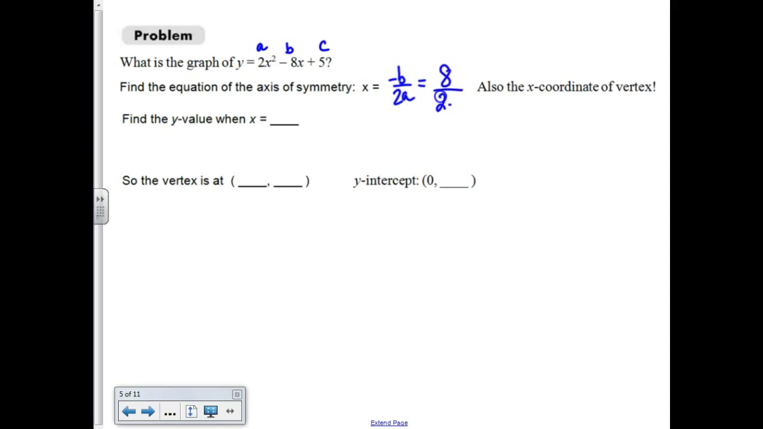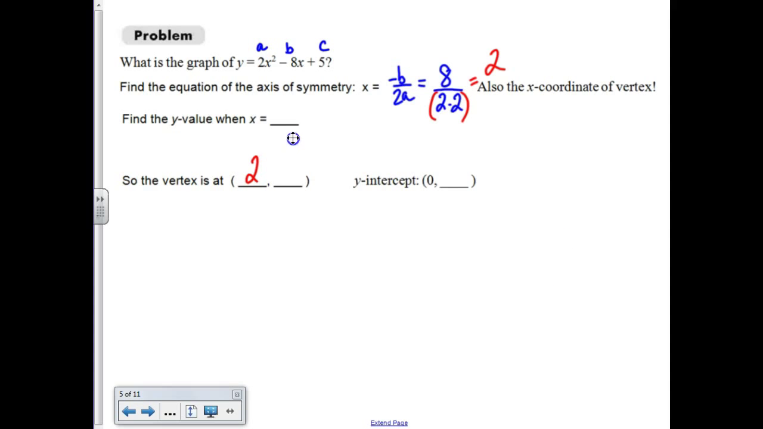And then 2 times a is going to be 2 times this a, which is 2 times 2. Now, if you're typing this on your calculator, guys, you need to make sure that you group the denominator together, but we can do this in our head, I think. This is just a 4 down here. So 8 divided by 4 is a 2. So what we just found was the x-coordinate of your vertex. Right down here, I can say the x-coordinate of my vertex is 2.